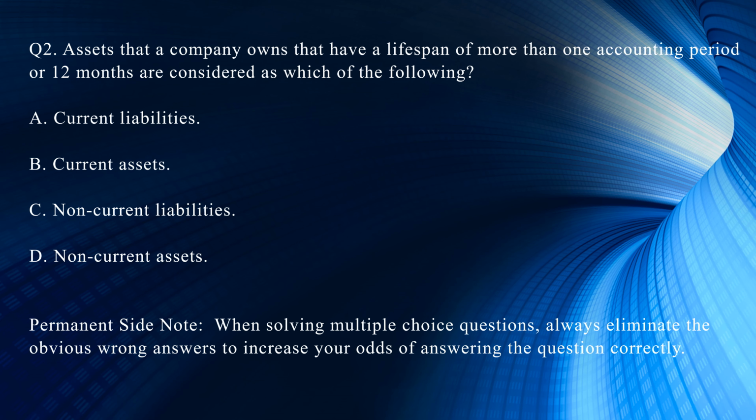Question number 2. Assets that a company owns that have a lifespan of more than one accounting period or 12 months are considered as which of the following? A, current liabilities, B, current assets, C, non-current liabilities, or D, non-current assets? So we know that assets that a company owns that have a lifespan of greater than 12 months are always going to be non-current assets. So the answer to question 2 would be D.